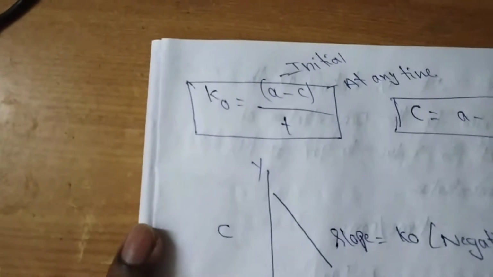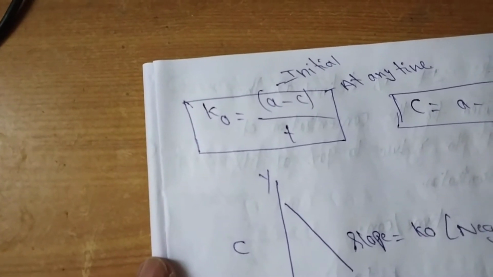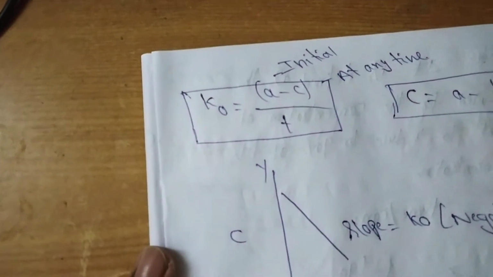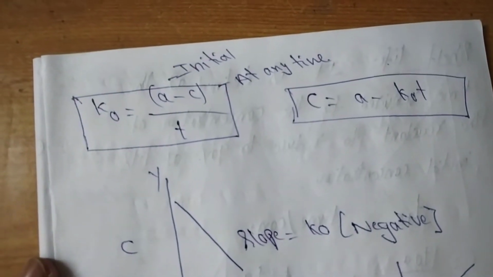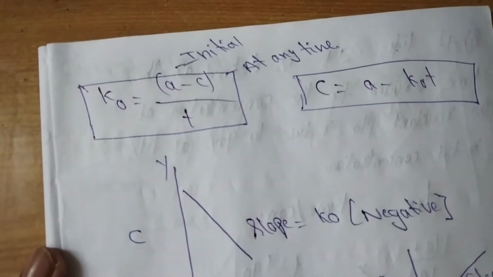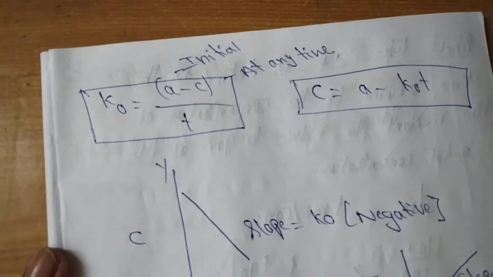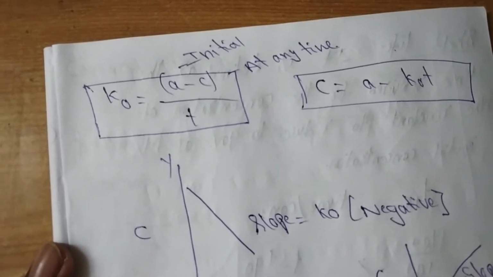Next, K naught is equal to A minus C by t. A means initial concentration. C means concentration of substance at any time. It can also be written as C is equal to A minus K naught t. C means concentration of substance at a particular time. A means initial concentration of the substance. K naught means zero order constant.